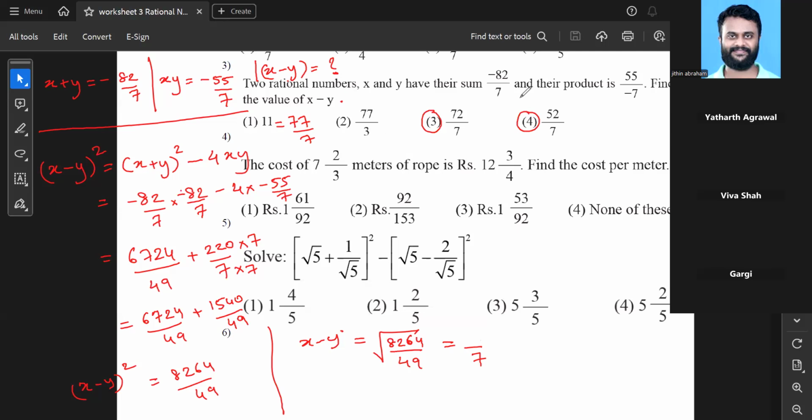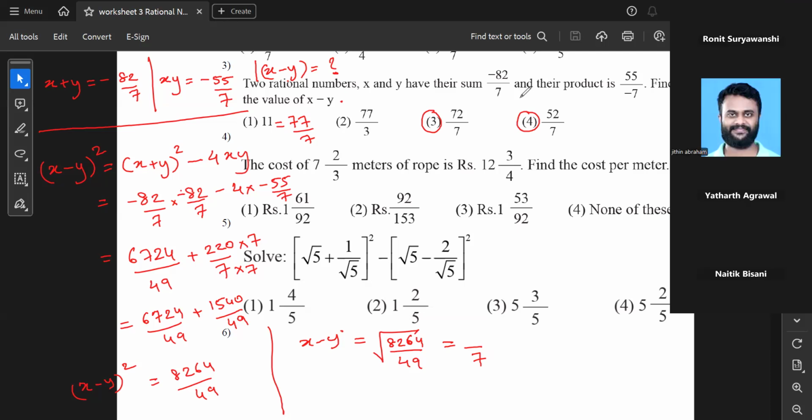Sir, the answer is 72 upon 7. No, that cannot be there because 7 sevens are 49, but we have 8264. If we multiply 77 into 77, the last digit will be 9, because 7 sevens are 49. But we have 8264.